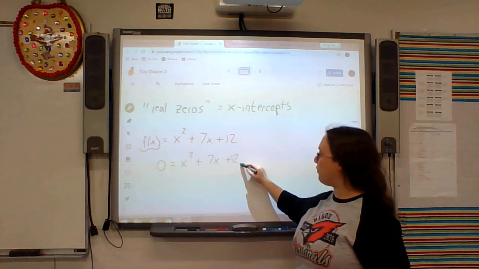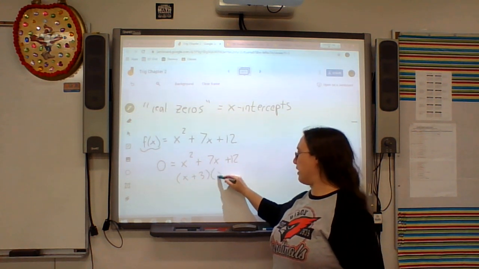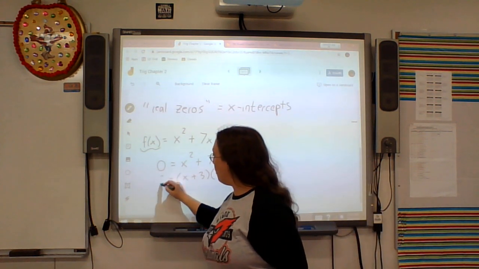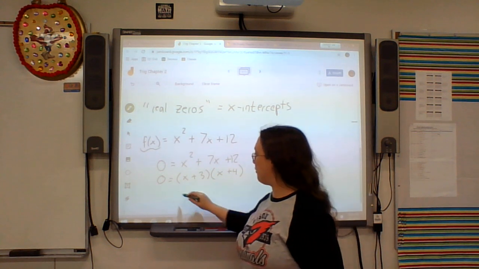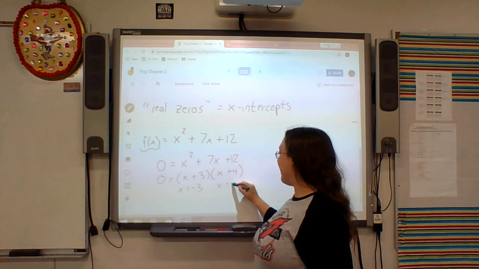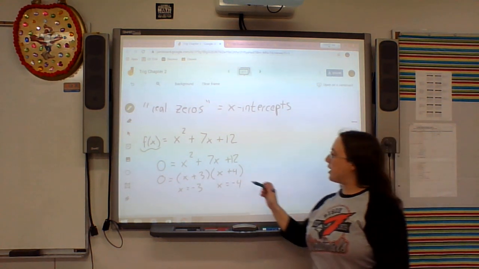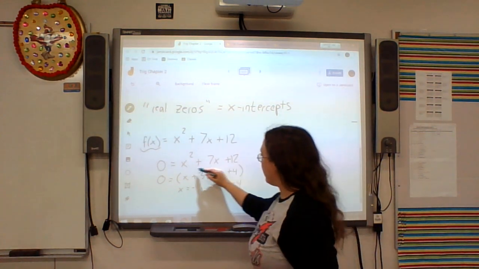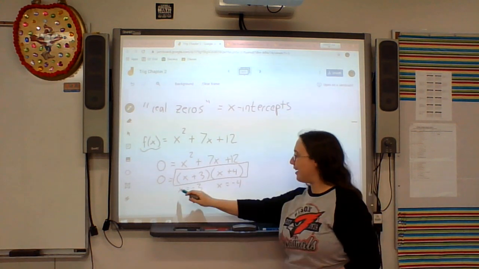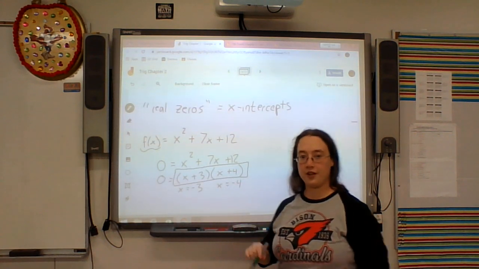So we're looking for factors of 12 that are going to add up to 7, which are going to be 3 and 4, which means that our x-intercepts are going to be negative 3 and negative 4. So basically, if we can factor our polynomial out into our factors, the opposites of those are going to be our real zeros.